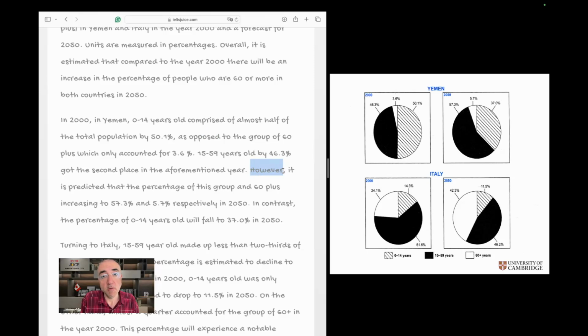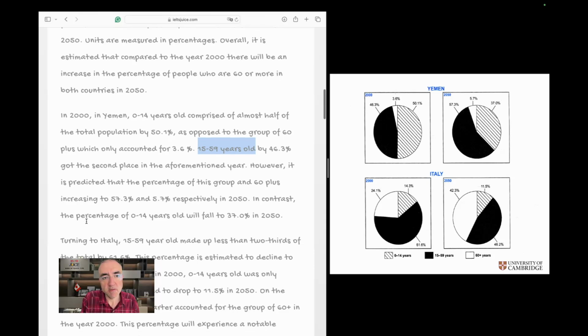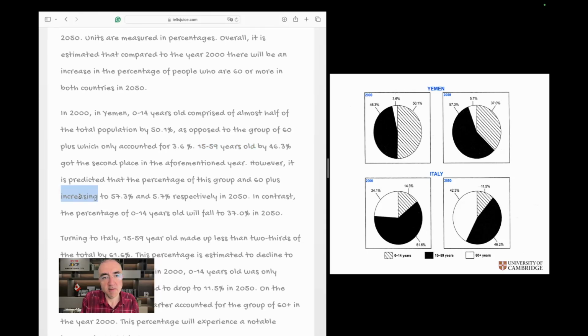However, it is predicted that the percentage of this group, I guess, and 60 plus increasing. What kind of verb is this? Will increase, or is going to increase, or is bound to increase to 57.3% and 5.7% respectively in 2050.